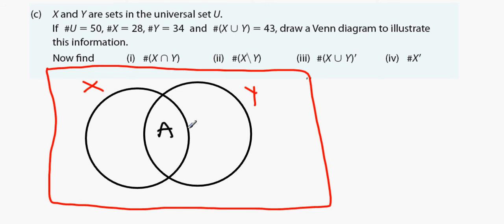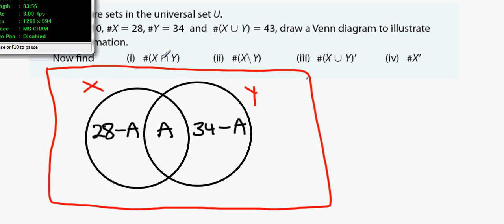So the total number in X is 28, so it has to add up to 28. So 28 minus A plus A adds up to 28, because there's 28 numbers in X. Likewise for Y, there's 34 numbers, so this is going to be 34 minus A, because A plus 34 minus A gives you 34, and there's 34 numbers in Y.